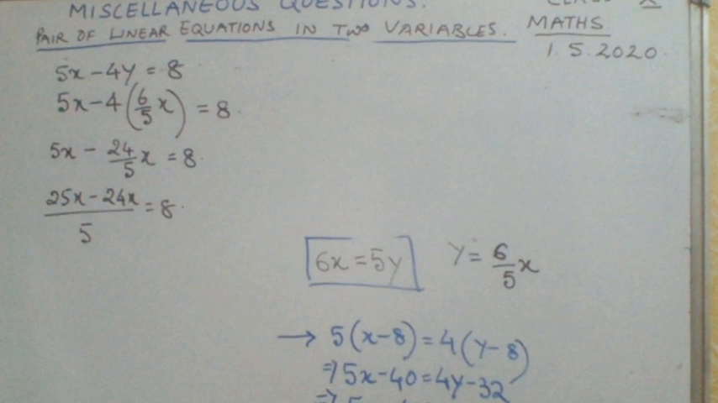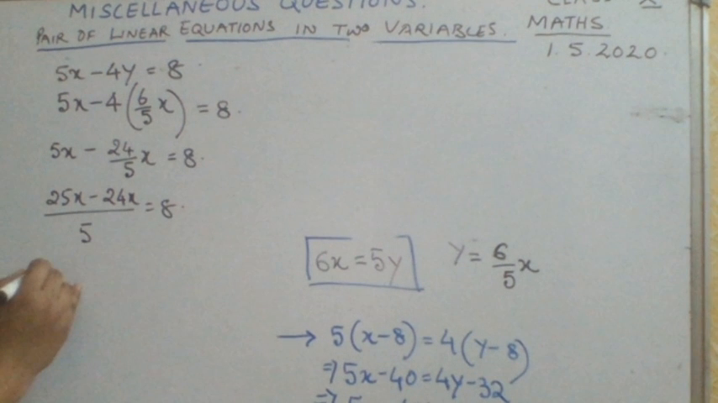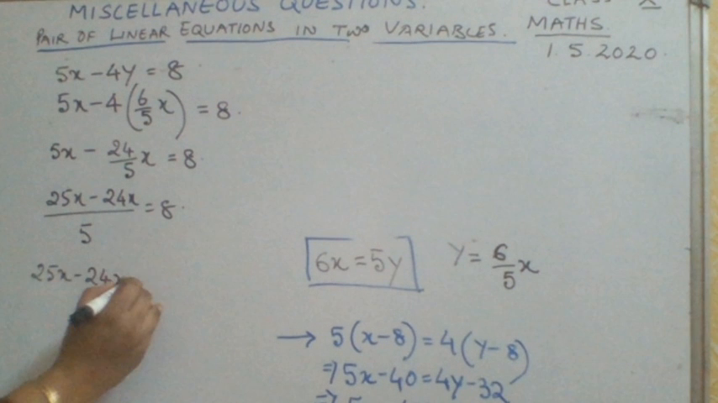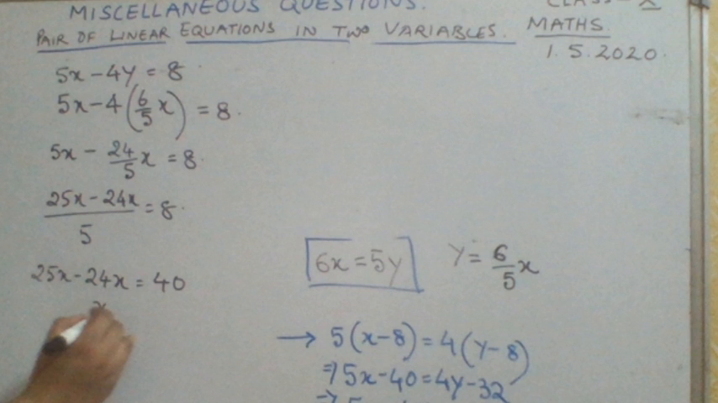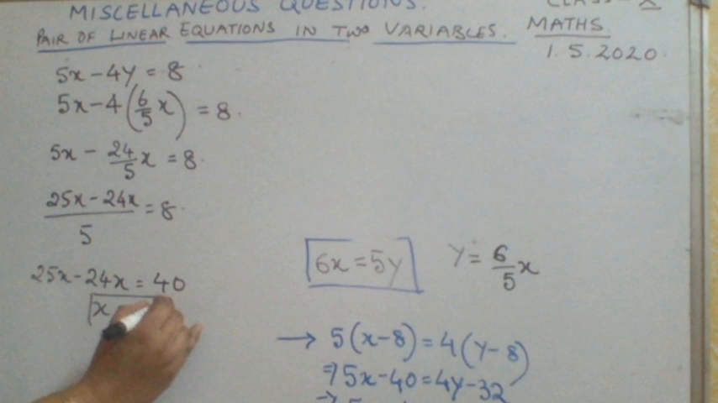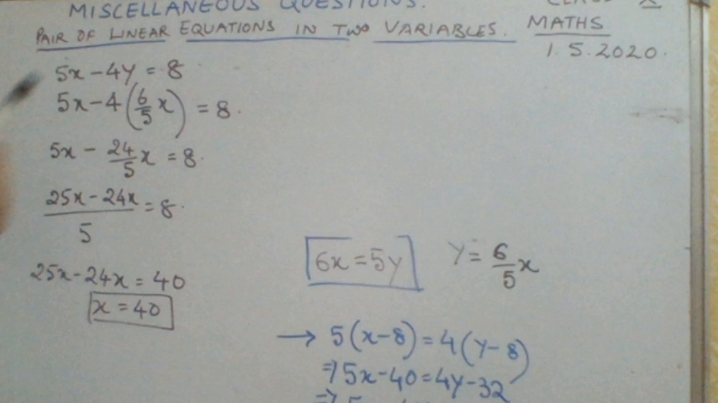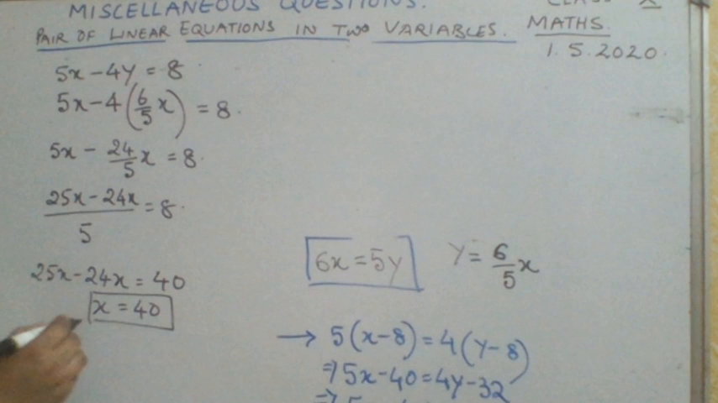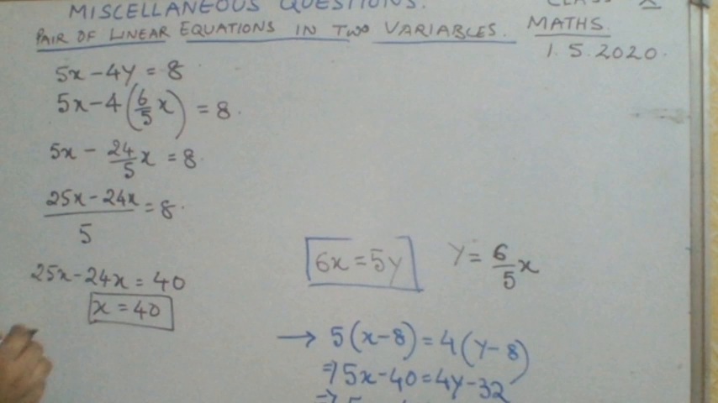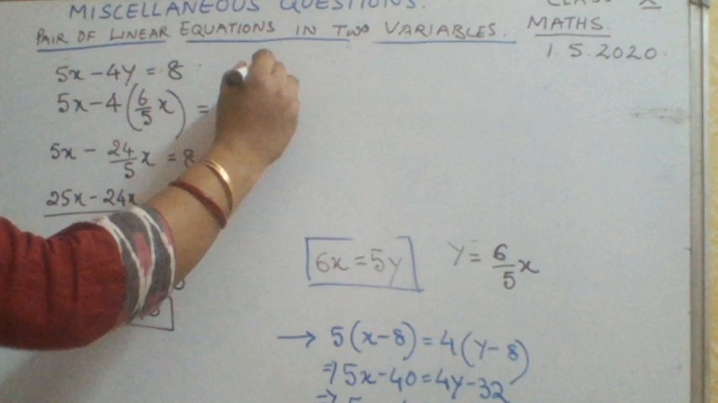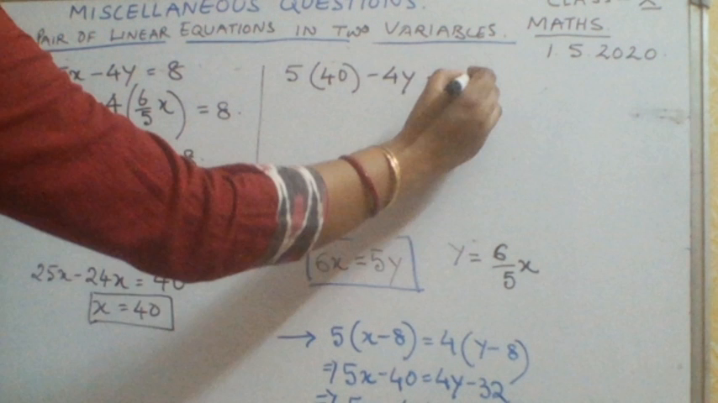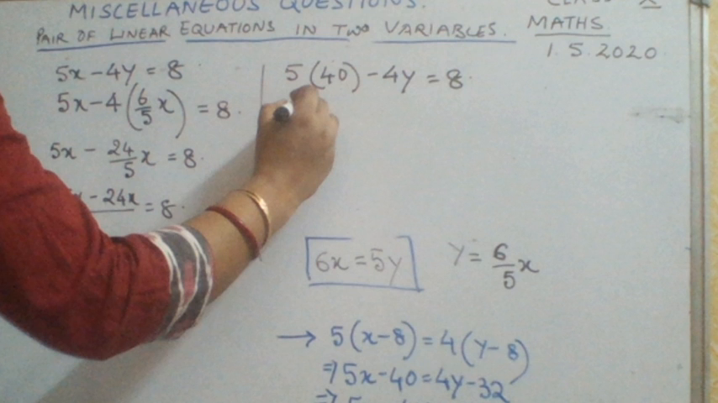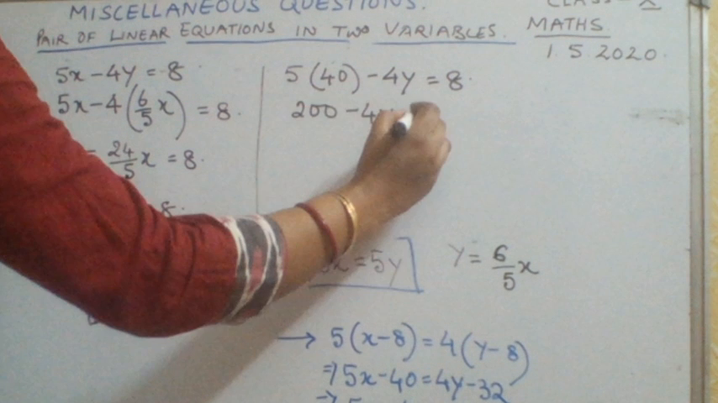So 25x minus 24x is equal to 40. So this x is equal to 40. This gives you x equal to 40. If x is equal to 40, then you substitute and get the value of y. Value of y will come out to be 5 into 40 minus 4 into y equal to 8. So this is 200 minus 4y equal to 8.